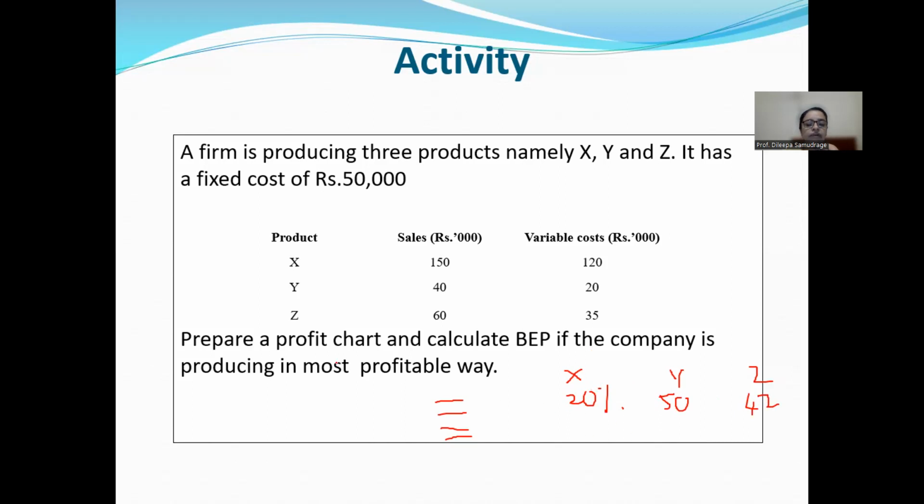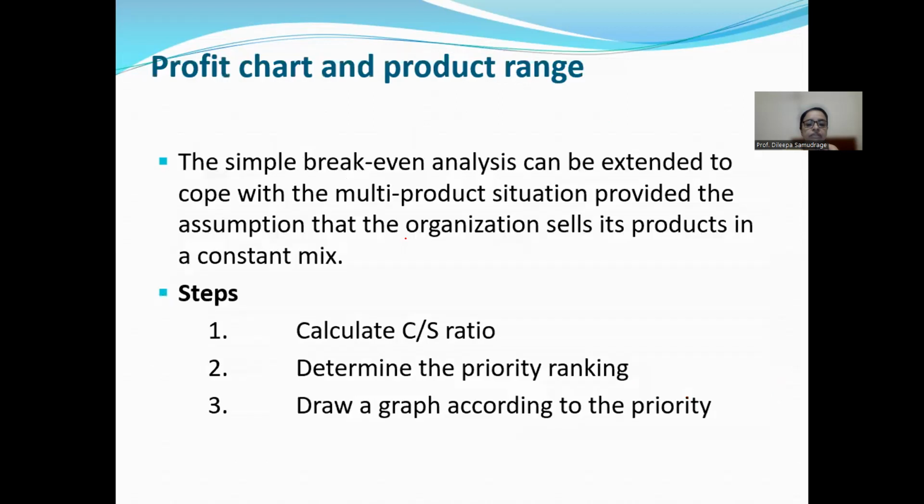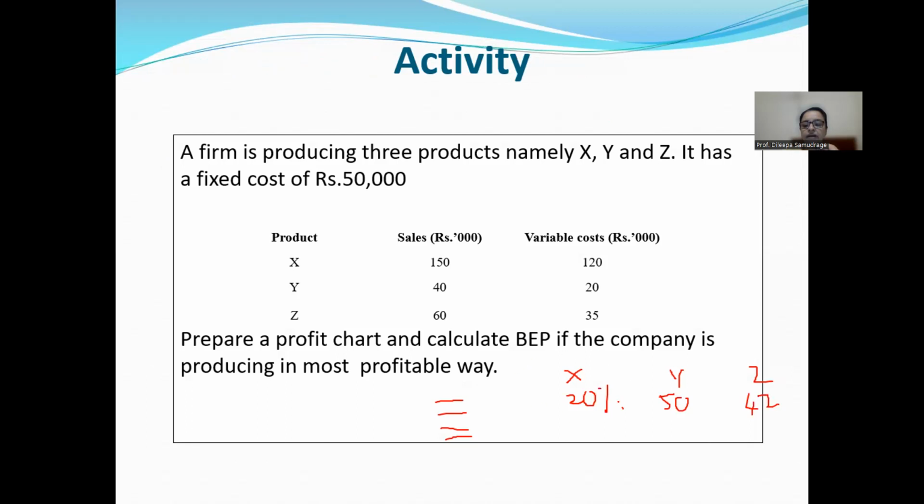So now what is the next step, right? So the next step is determine the priority ranking. So you have now CS ratios, so you have to determine the priority ranking. So in this question says, you have to prepare the profit chart, right? And calculate the break-even point if the company is producing most profitable way.